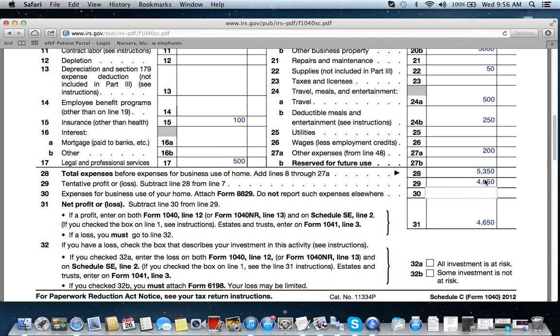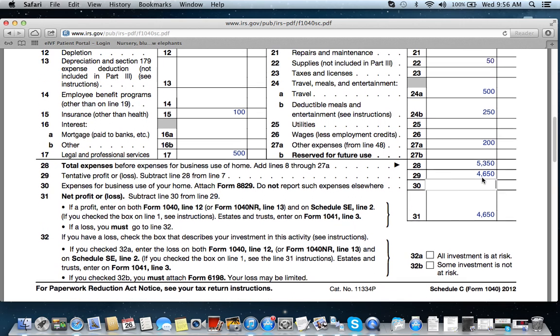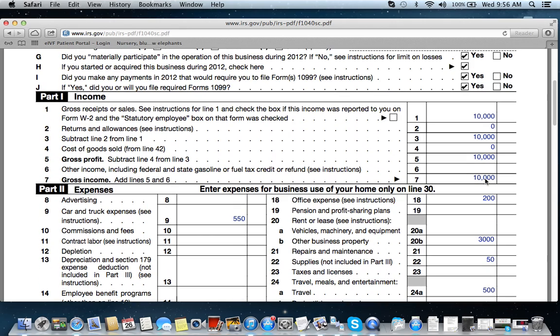So that $4,650 in my case will, in line 31, if I'm using tax software, automatically carry over to my 1040 and add it to my total income. I'm also going to pay self-employment taxes on that, roughly 15%, and that'll be automatically calculated as well. So whether you're filling this out yourself, which I highly recommend you don't, if you have a business, hire someone to prepare your taxes. You're going to get your money's worth out of it.